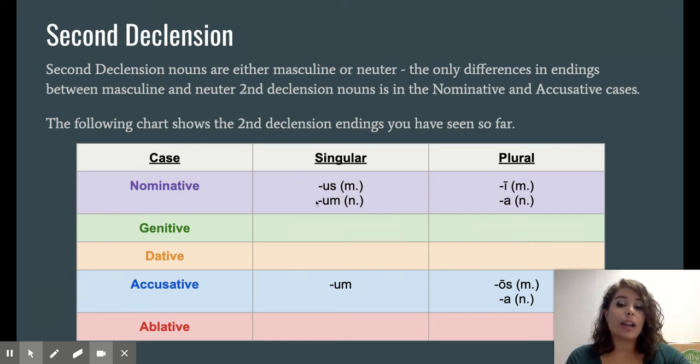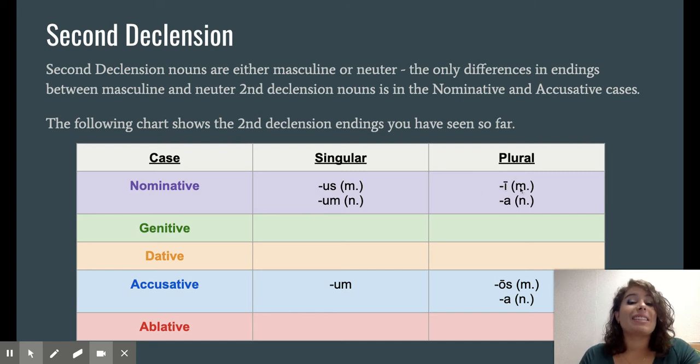In the neuter nouns, the nominative is a little bit different. It ends in a UM. So, for example, forum, right? The forum is the Roman marketplace or public area, and that is a neuter noun. And in the nominative, the subject form will end in UM. Plurals, if it's masculine, the plural form will end in a long I, which is pronounced E. So coquus, our word for cook. If you're saying cooks plural and they're the subject, it's going to be coqui. For plural neuter, that's going to be that A ending.